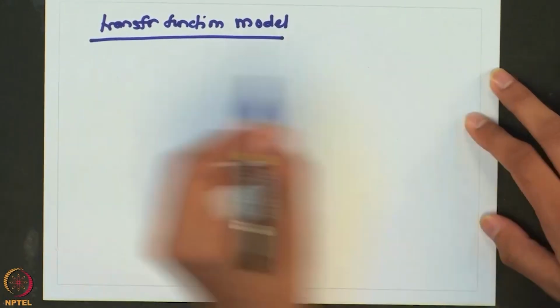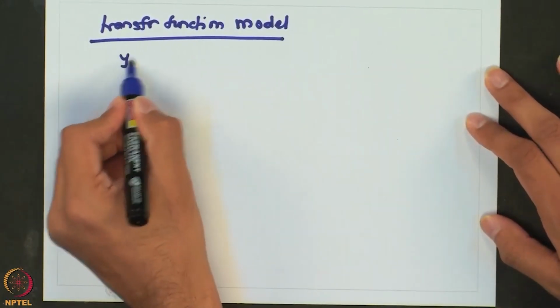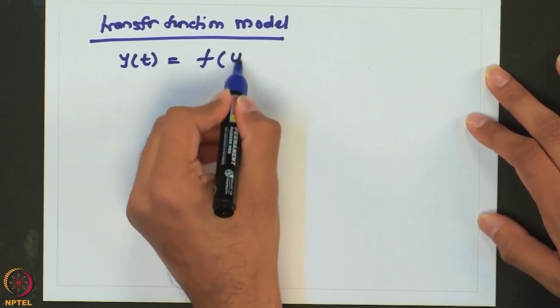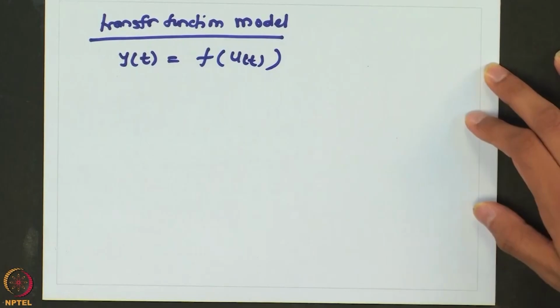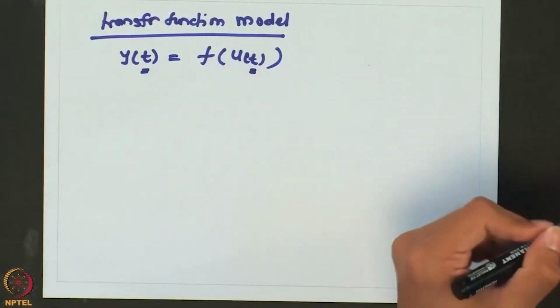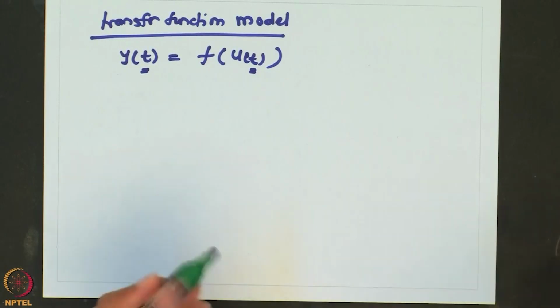For any dynamic model, what it tells me is how the output changes as a function of input, as a response to input, as a function of time. And in the transfer function model we actually move from the time domain to what is known as the Laplace domain.